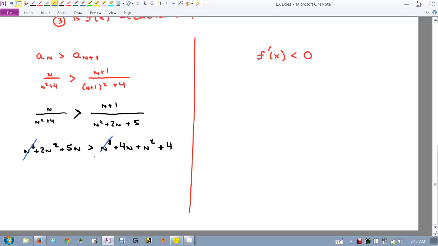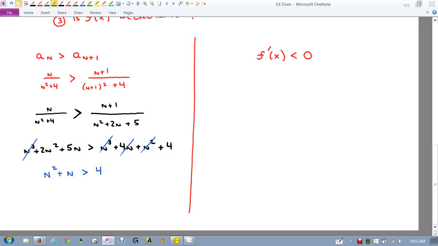So let's get some things to happen here. What do we have? Can get rid of this and this, bring it to the other side. I think I'm getting n squared plus n is greater than 4. Is that true? Not always, right? But eventually, is it true?